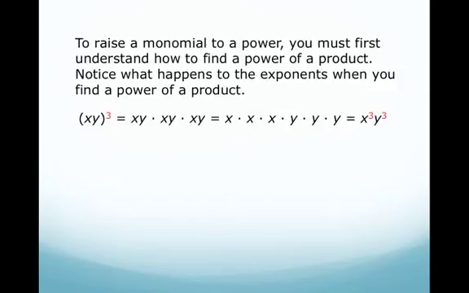Notice how the exponent raised to a power times the original exponent gets you your final exponent. So what's the exponent for the x? It's 1, and it's raised to the third power. So 1 times 3 is 3. What's the exponent for the y? 1. What's it raised to? The third power. 1 times 3 is 3. So that's why we get the answer x to the third, y to the third.